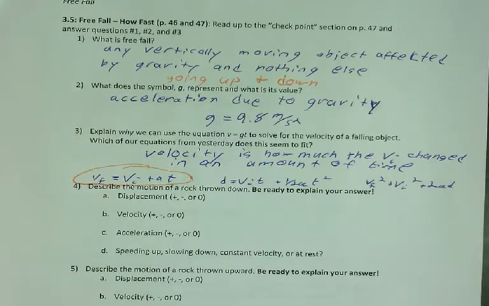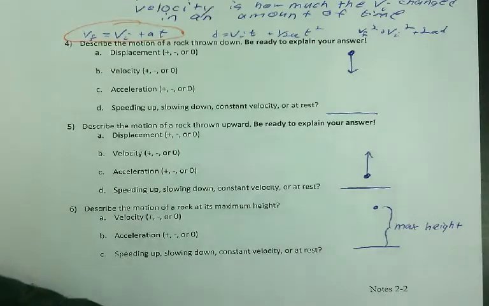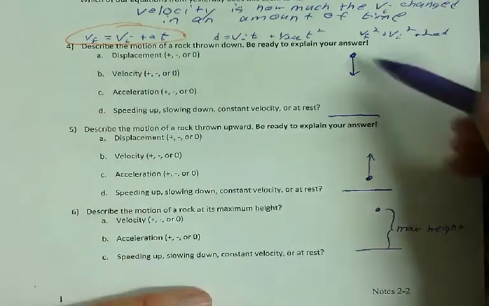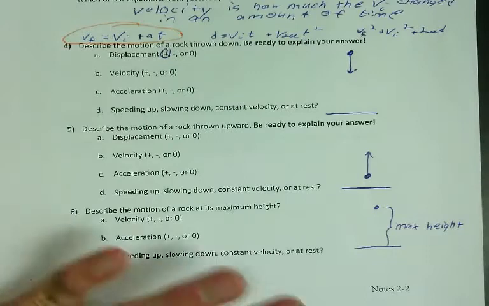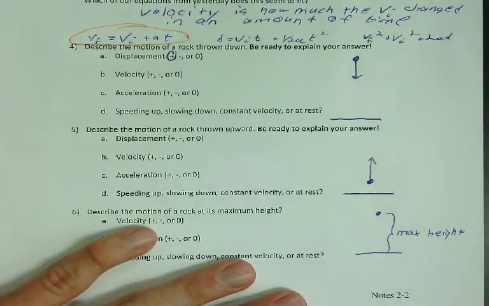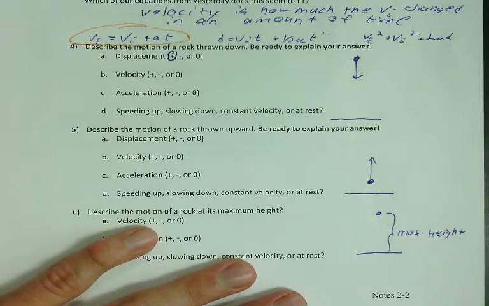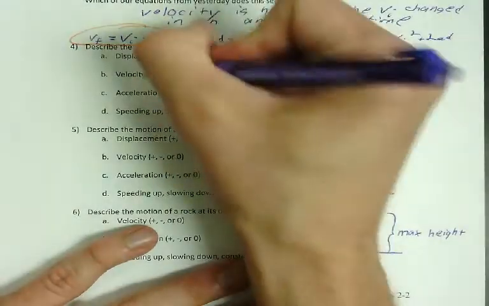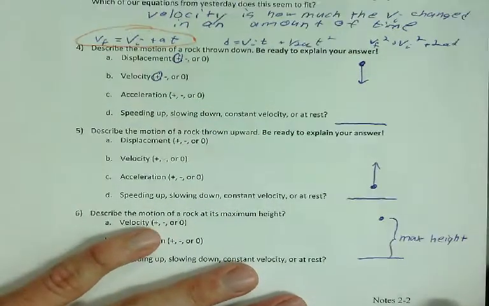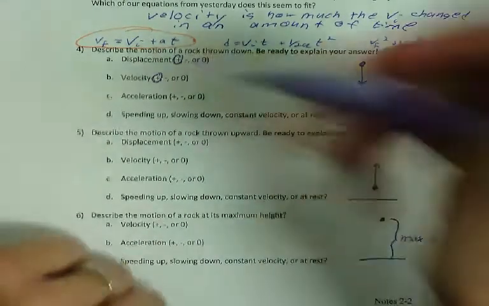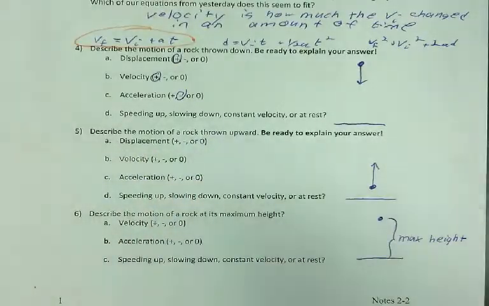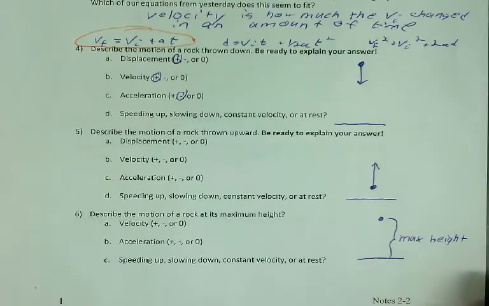All right, any questions on 1 through 3? There we go. Positive, negative, or 0 for the displacement as it's falling. Okay? And again, don't change your answers yet. I'm just putting the answers down that people have, then we'll go back and check them. Colleen, what about the velocity? Positive, negative, or 0? All right, Alexis, what about the acceleration? Positive, negative, or 0? And Justin, speeding up, slowing down, constant velocity, or at rest?